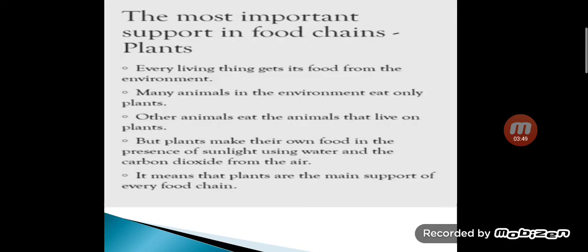Now, the most important support in food chain is plants. Every living thing gets its food from the environment. Many animals in the environment eat only plants. Other animals eat the animals that live on plants. But plants make their own food in the presence of sunlight using water and the carbon dioxide from the air. It means that plants are the main support of every food chain.